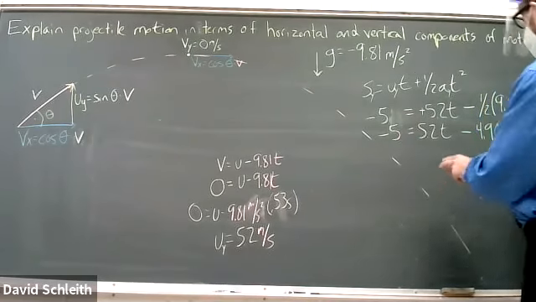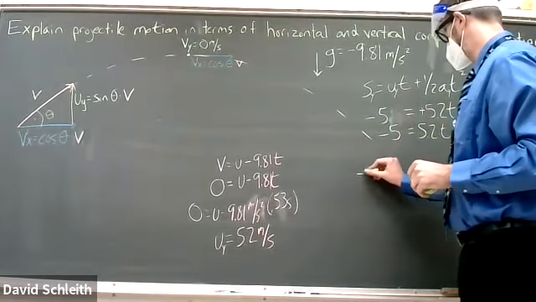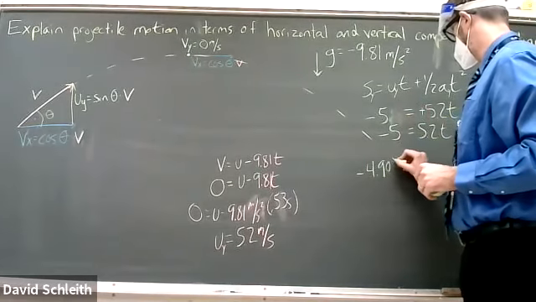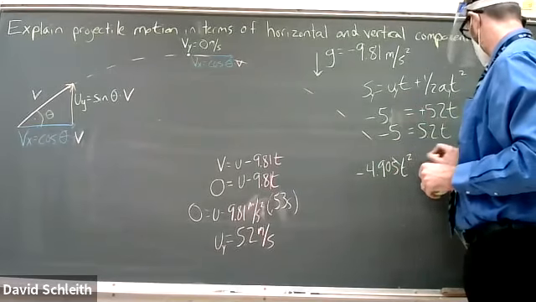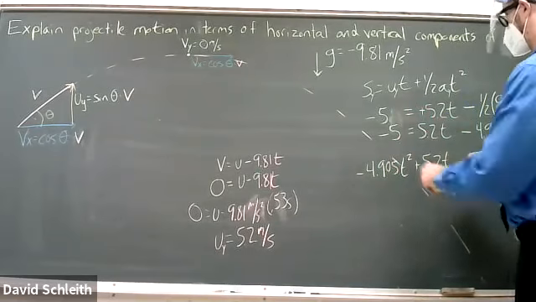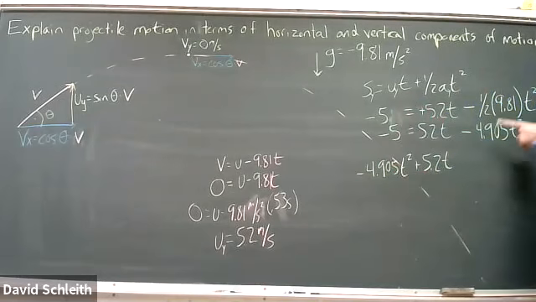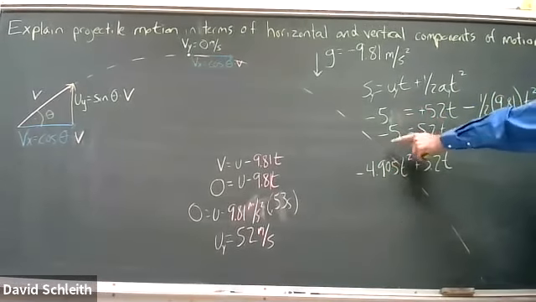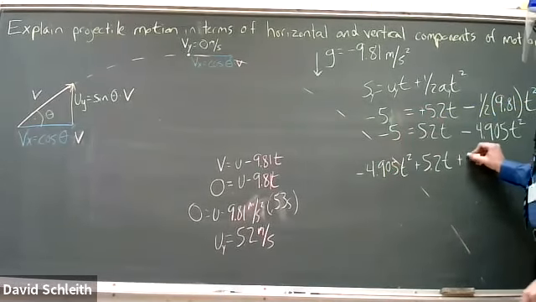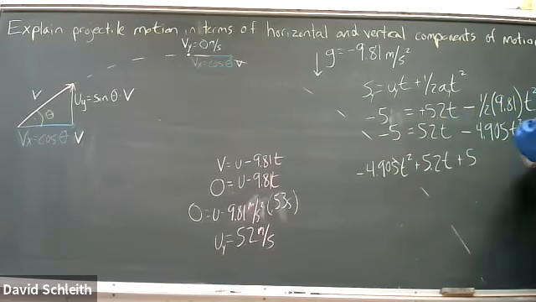Here we go. I'm going to rewrite these terms on the left side of the equation. It's going to look like this. Negative 4.905 t squared, plus 5.2 t. I'm going to add 5 to both sides, right? I want all of my terms together on one side of the equation. So this is negative 5 over here, so it's plus 5 if it's on this side. If I just added 5, you can see it's positive 5 over here, and it all equals 0.